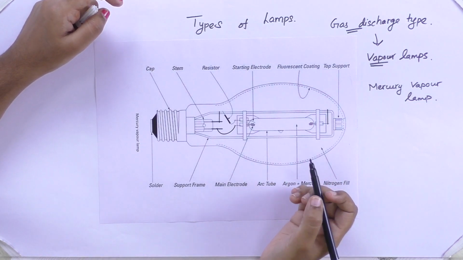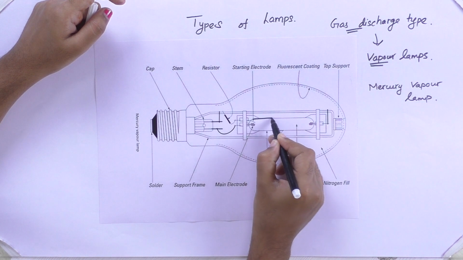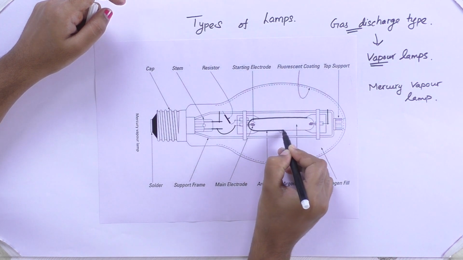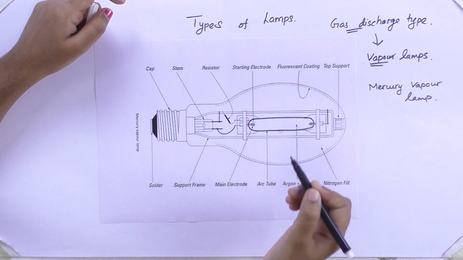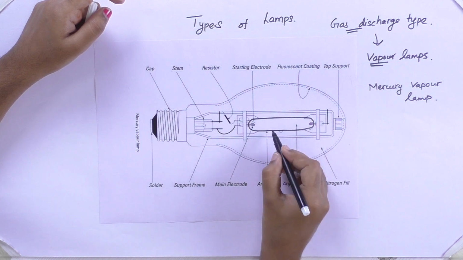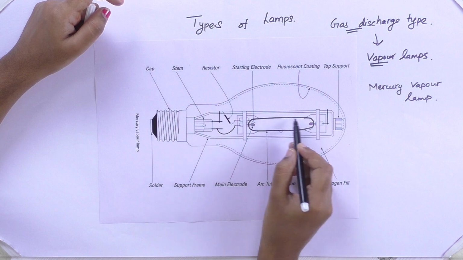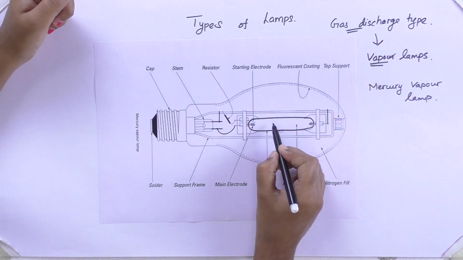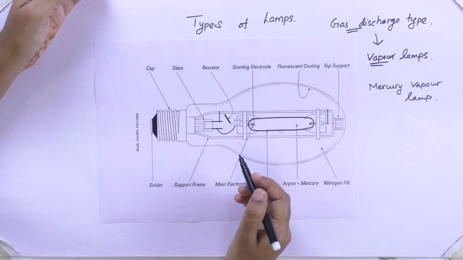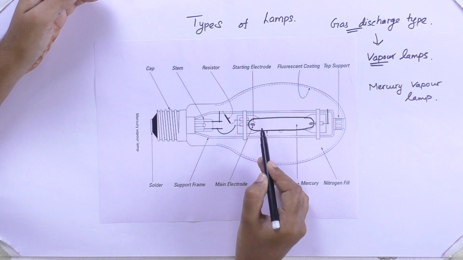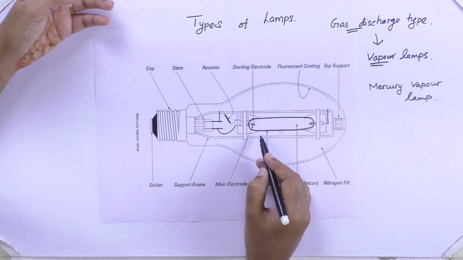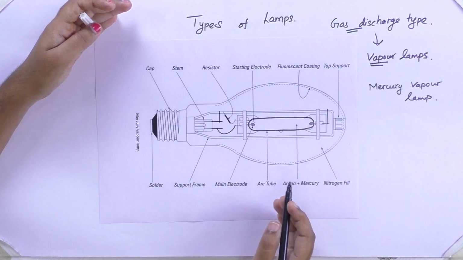The mercury vapor lamp consists of an arc tube. Inside this arc tube, high pressurized mercury will be filled, and also argon gas will be filled as a medium for transferring the mercury when ionized, and to heat up and warm up the tube. Once the mercury gets ionized, it starts discharging in a slow manner.